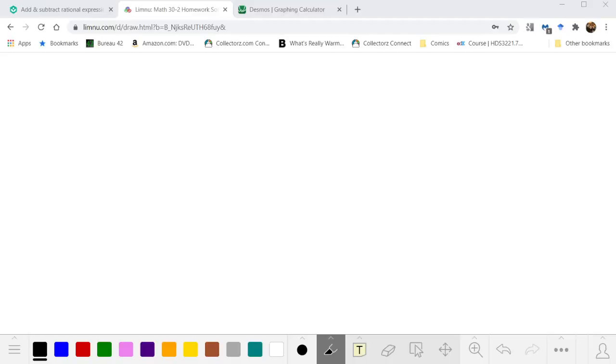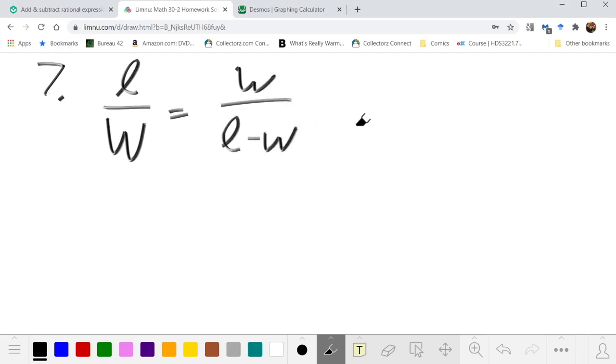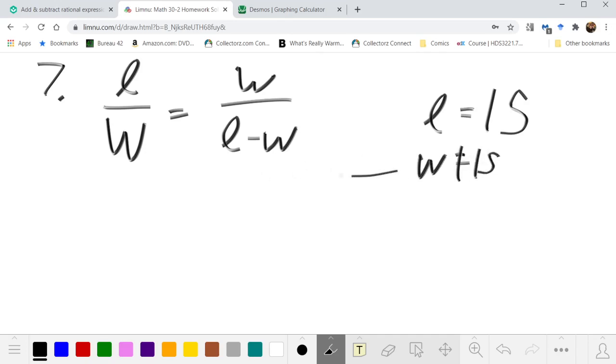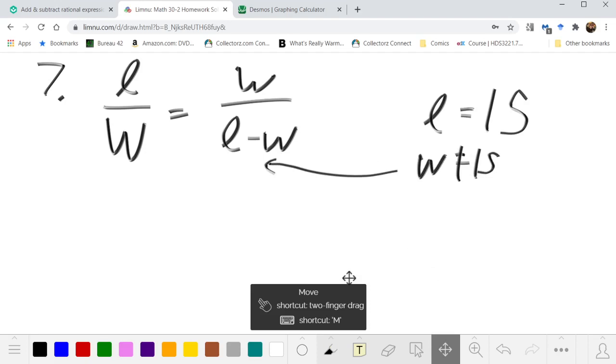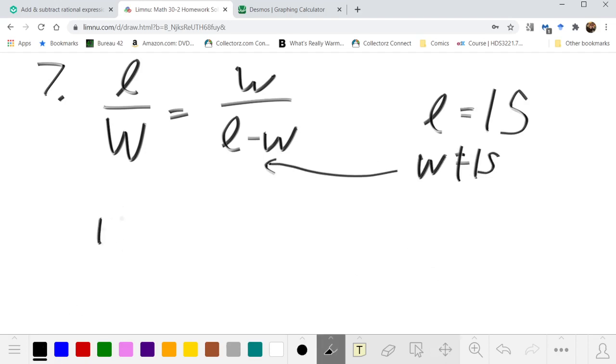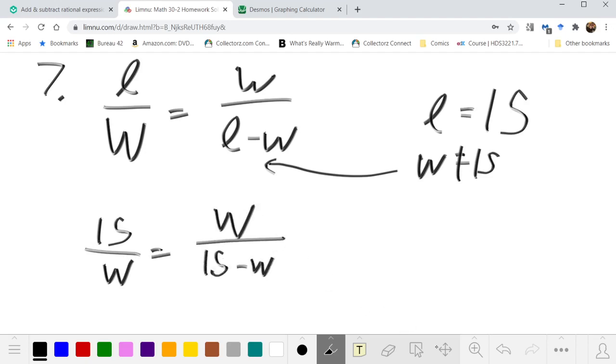So, we have L over W equals W over L minus W, and we have L equals 15. So what would the width be? We know the width cannot be 15, because otherwise we're dividing by 0 here. That leaves us with 15 over W equals W over 15 minus W.